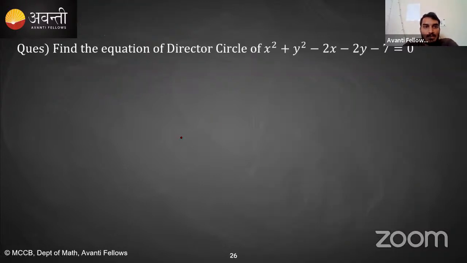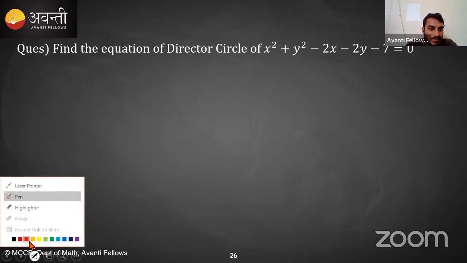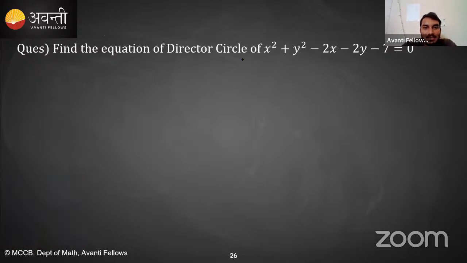Okay, let's solve this question. The question says: find the equation of the director circle of x square plus y square minus 2x minus 2y plus 7 equals 0. I'm giving you 1 minute, students. Solve this question and let me know the answer. Find the equation of the director circle of this circle. Everyone, quickly tell me the answer in the chat box.